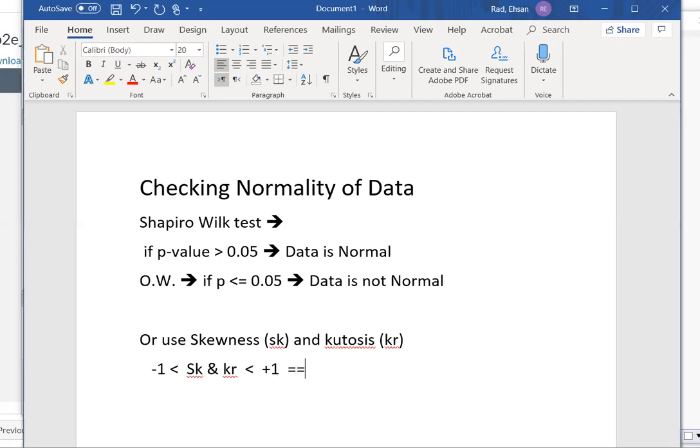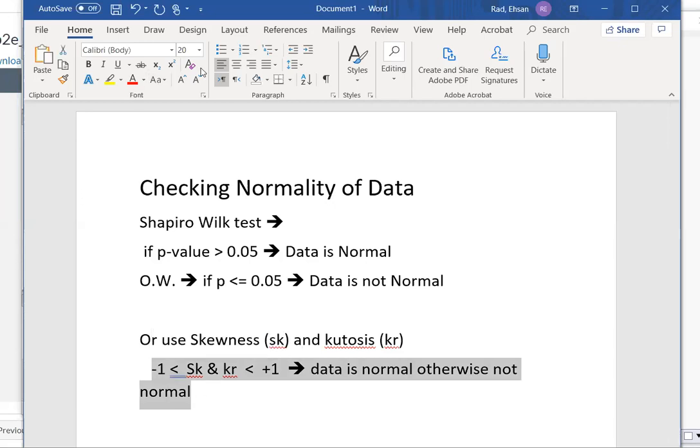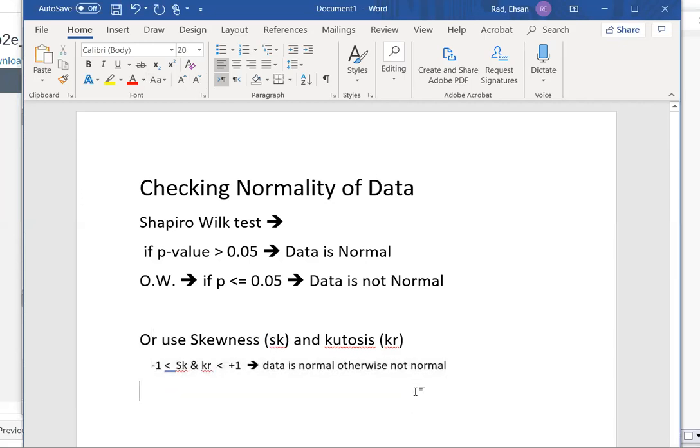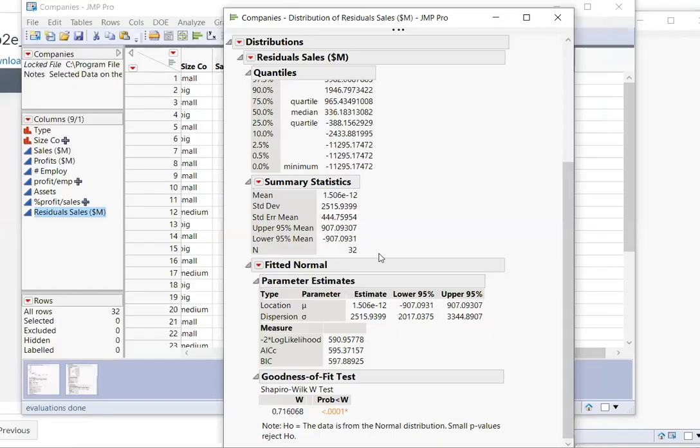This means data is normal, otherwise not normal. And another method is Quantile Plot. That's in your book, so you can check that.